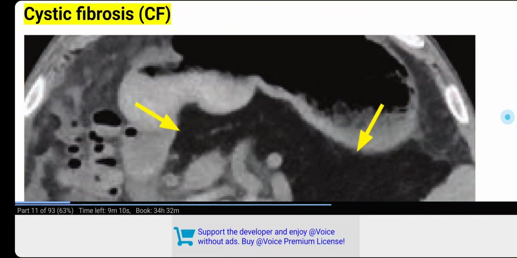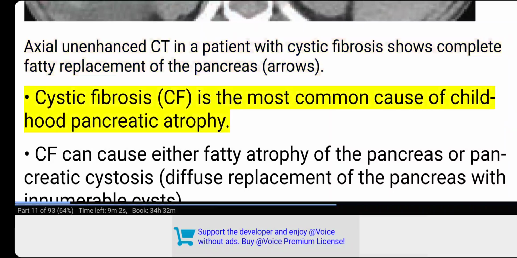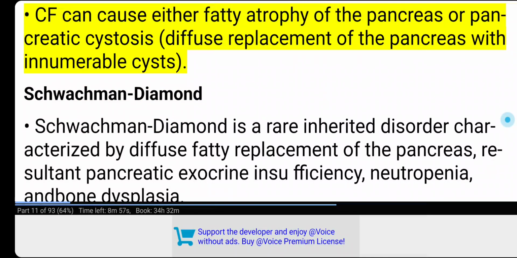Cystic fibrosis, CF. Axial unenhanced CT in a patient with cystic fibrosis shows complete fatty replacement of the pancreas, arrows. Cystic fibrosis is the most common cause of childhood pancreatic atrophy. CF can cause either fatty atrophy of the pancreas or pancreatic cystosis, diffuse replacement of the pancreas with innumerable cysts.